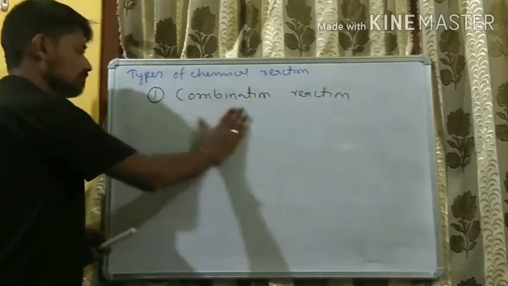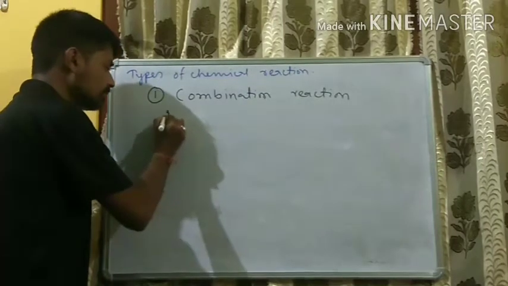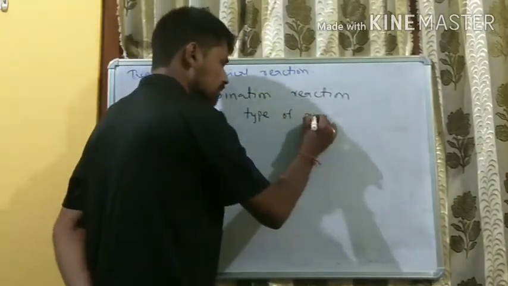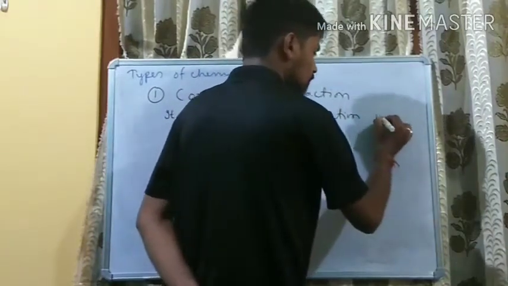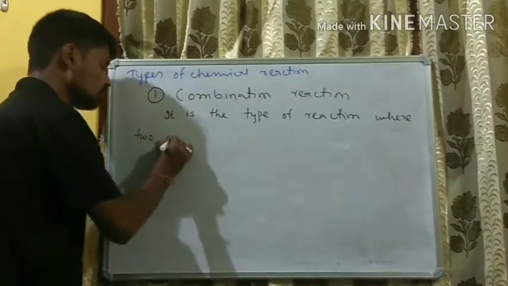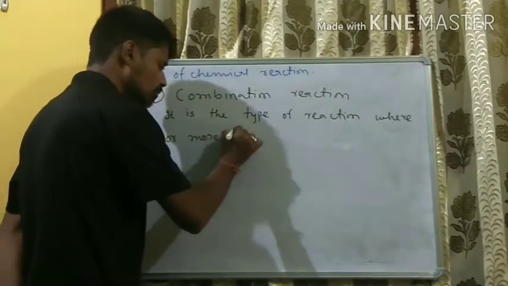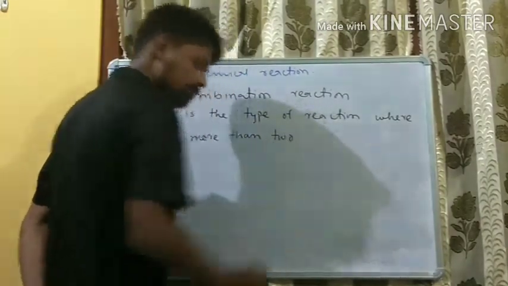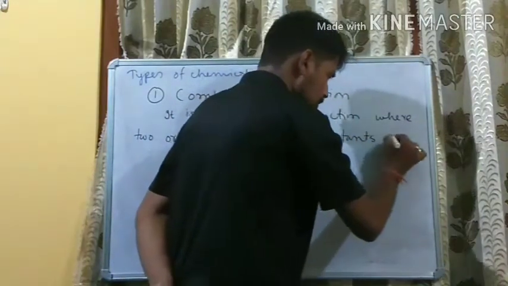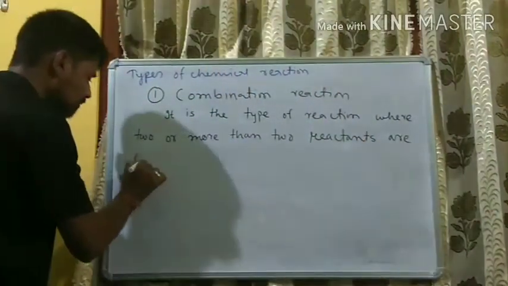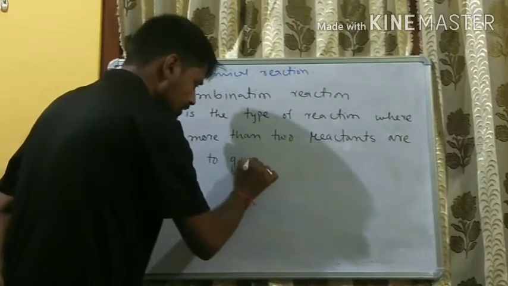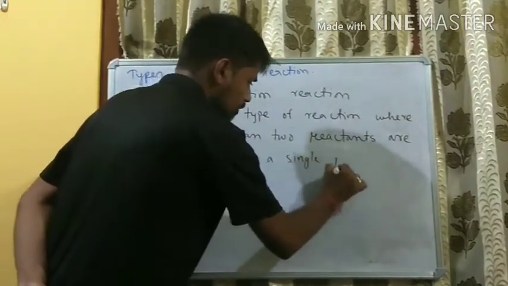So we can define it as: it is the type of reaction where two or more than two reactants are combined to give a single product.